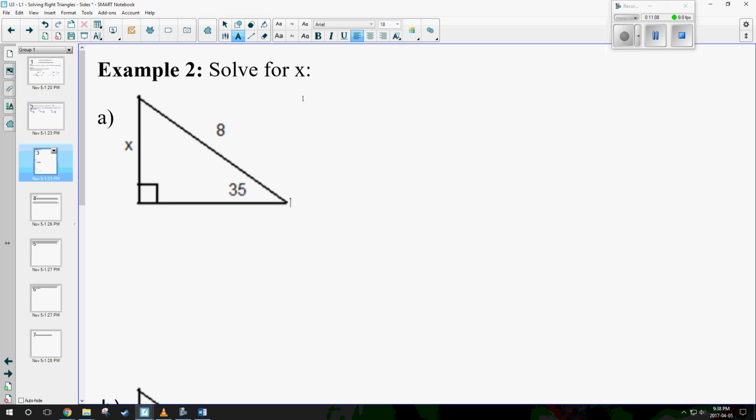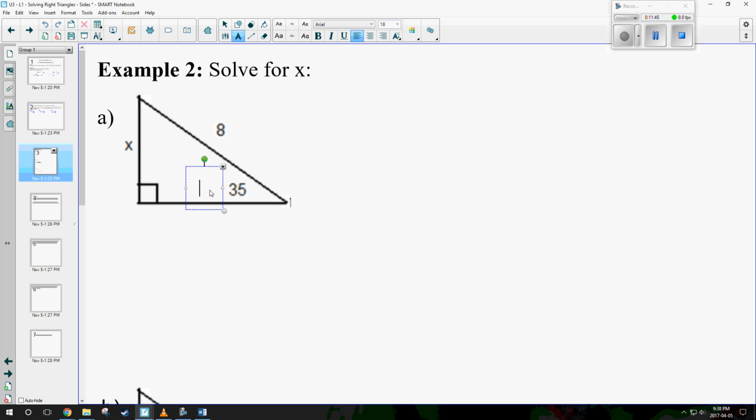So our first example here, we're asked to solve for x. So wherever we see an x, that's the side that we're solving for. So taking a look at our triangle here, we see that we have a right angle triangle because it has this right angle right here. We're given an angle of 35 degrees. We're given a side of 8, and we're asked to solve for this side here of x. So the first thing that we always want to do when we're asked to solve any piece in a right angle triangle is figure out what information they've given us and what they're trying to get us to find.